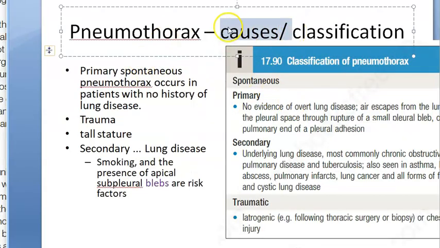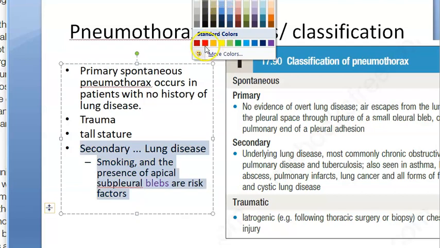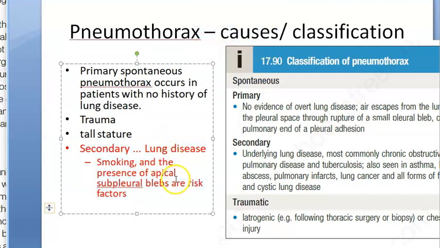Let us look at the etiological classification. There is something called primary and secondary. Secondary means there is some lung disease. Primary means there is no lung disease. That much you can remember, right? So secondary means what type of lung diseases? Chronic obstructive pulmonary disease, that is emphysema, that is COPD.